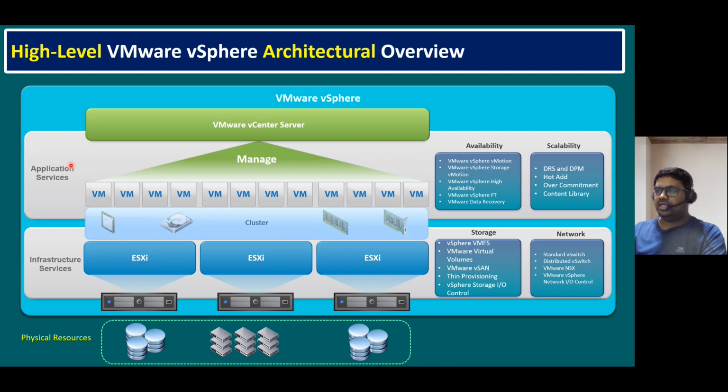And the vCenter application services include scalability and availability. When we're talking about availability, the main features are vSphere vMotion, storage vMotion, high availability, fault tolerance, and data recovery. Under scalability, the main application services are DRS, distributed resource scheduler, distributed power management, hot-add feature, and also overcommitment and content library. These are all topics, and if you're interested to learn them one by one, you can go through the playlist.